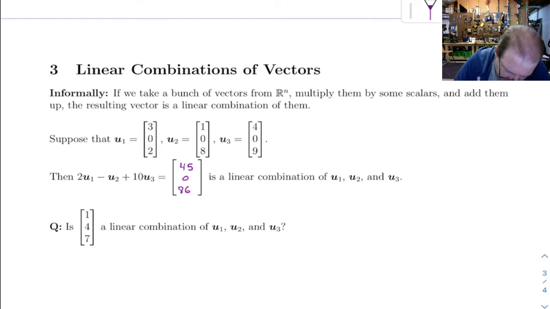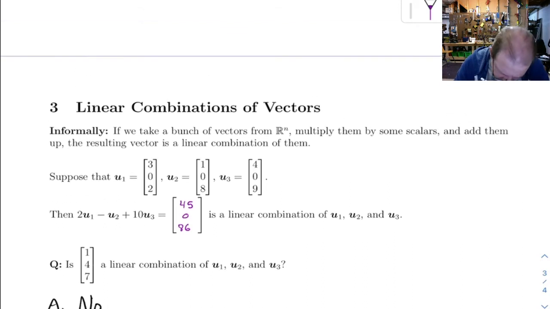So let's look at this question here. Is 147 a linear combination of these three vectors? This one we can actually do without having to really do much work. It's because these first three vectors are chosen with the 0 in the middle. So if you add up multiples of these three vectors, there's no way you can get something that's non-zero in the middle. So the answer to this is no. And we'll come back to this a little later and see another way to tell that it's no.